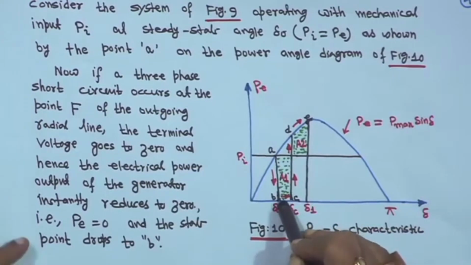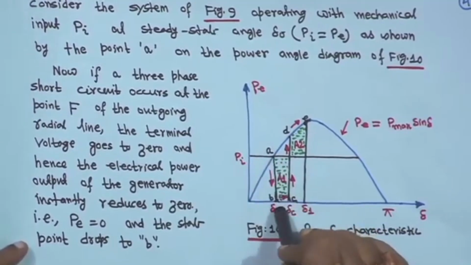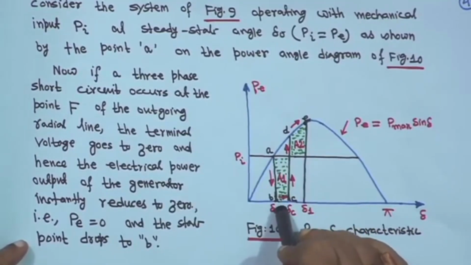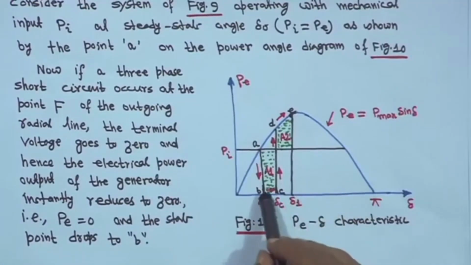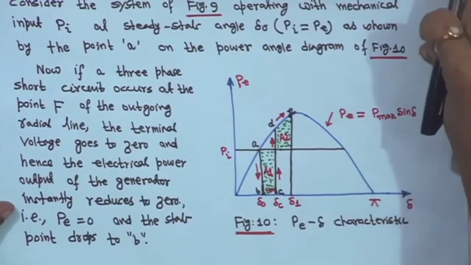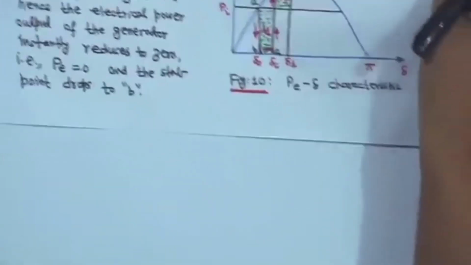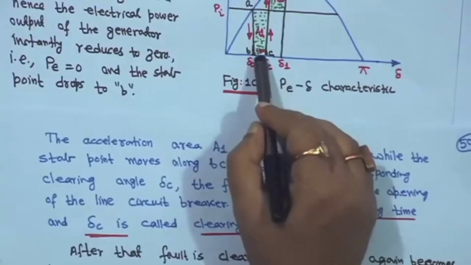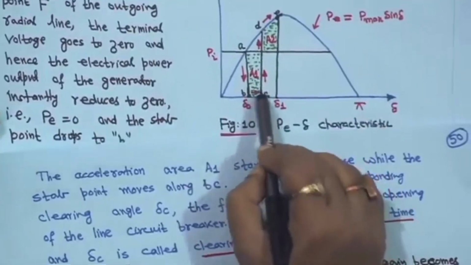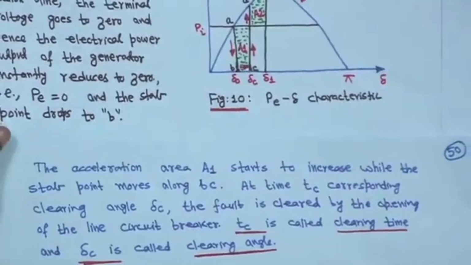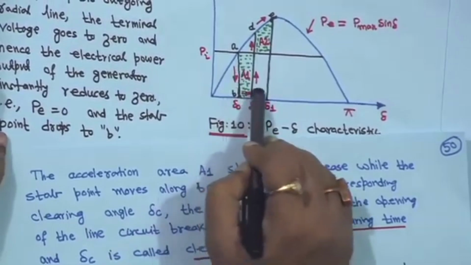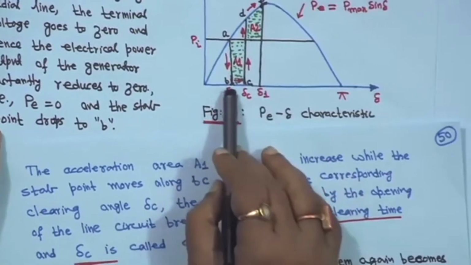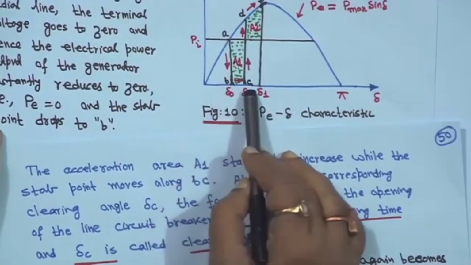So, if it is so, that means that Pi is greater than P, because P has become 0. So, in that case what will happen, that acceleration area A1, this is the acceleration area, will start to increase, while the state point moves along B to C. So, this is B to C, I have made this arrow, and the arrow is upward. So, this will start from point B to point C.